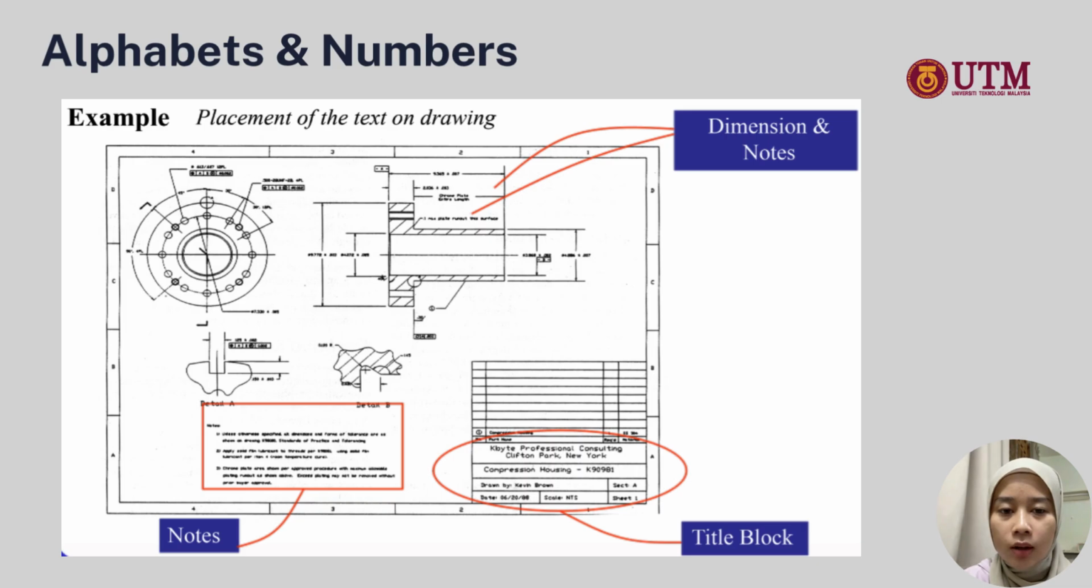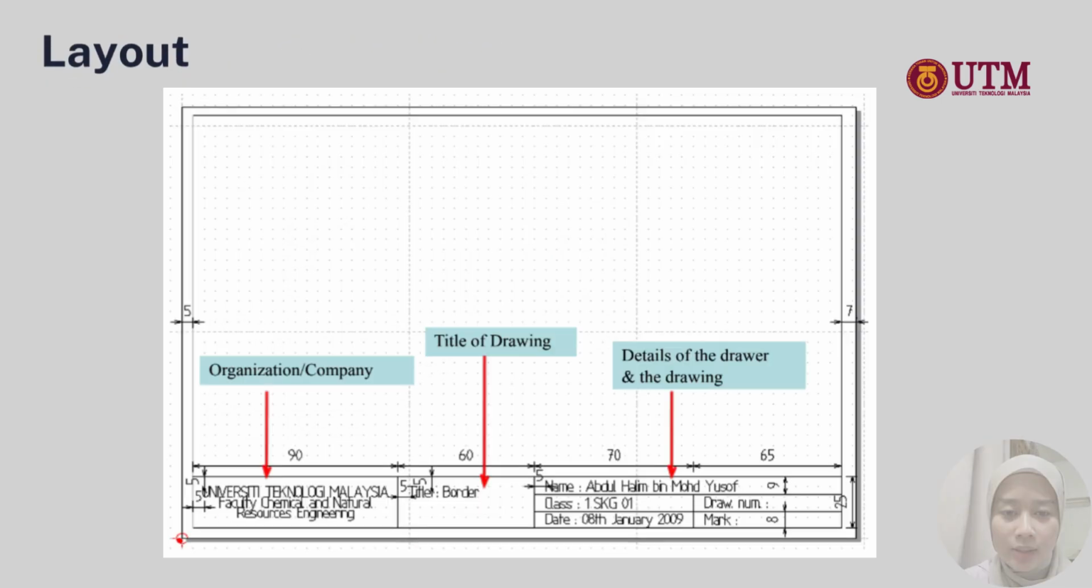Finally, in the title block, both alphabets and numbers are used to display important details like the drawing title, author name, date, scale, and drawing number. Next, we move on to the layout, which contains the title block. The title block is usually positioned at the bottom of the drawing and follows a standard format.